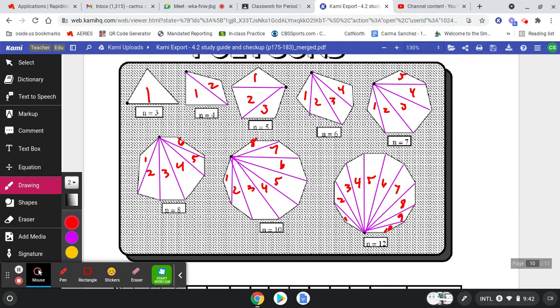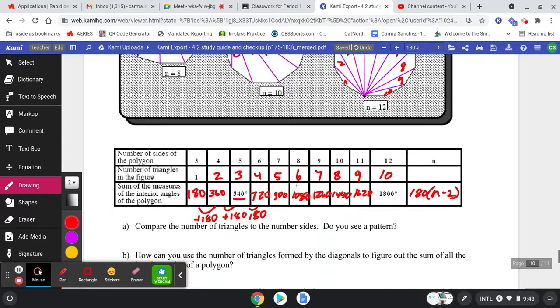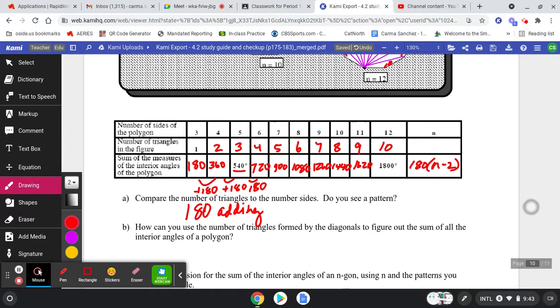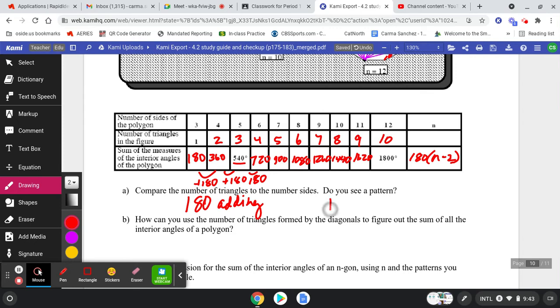Okay, and there's my 10 inside of the 12-sided figure. So hopefully your diagonals look pretty on those images. Now, what did we notice? What pattern did we see? We saw that the 180 was adding every time we got to an additional side, and that repeated addition of the 180 can show up in an equation as 180 times the number of triangles.